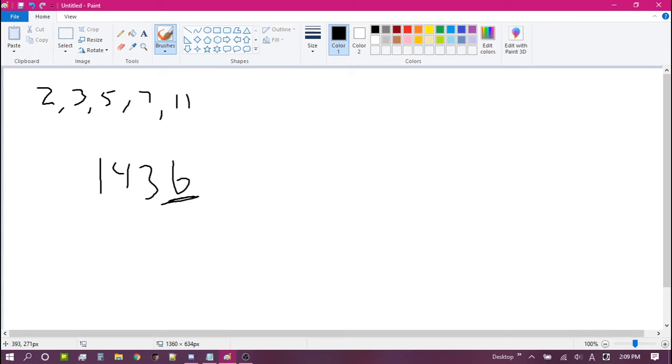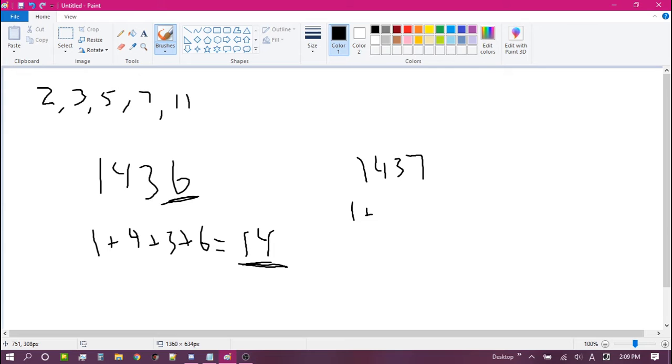Divisibility by 3, you might also know that. It's if you add all of the numbers. You get, in this case, we have 14. And if the sum is divisible by 3, then the original number is divisible by 3. So 1436 is not divisible by 3. But if we have 1437, 1 plus 4 plus 3 plus 7, that's 15. And that's divisible by 3, so this is divisible by 3. You don't have to divide to check.